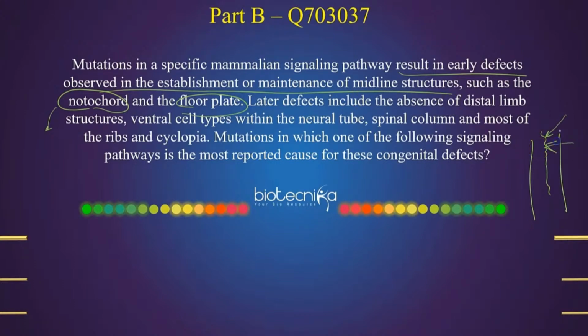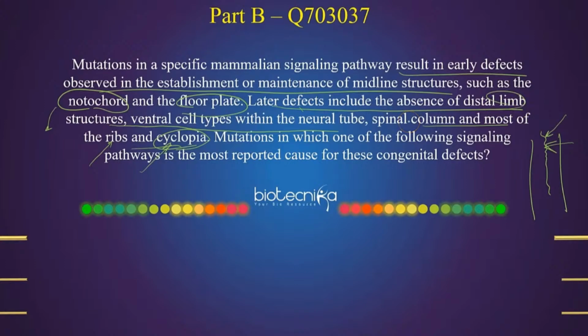If there is a defect in that particular pathway, then you can see defects in these structures as well. Later defects include absence of distal limb structures, ventral cell types within the neural tube, spinal column, and most of the ribs, and even cyclopia, where there is a single eye located at the center of the face. So in all of these places this particular signal is very important, as we know in limb structure also.